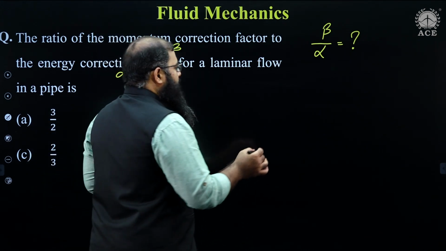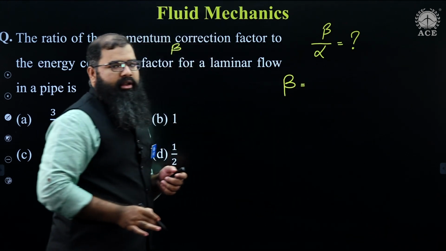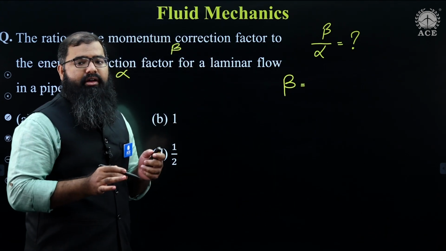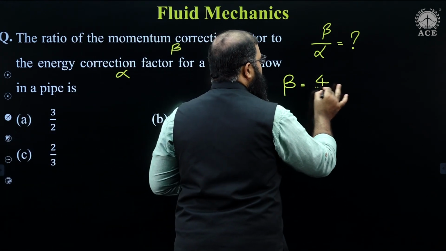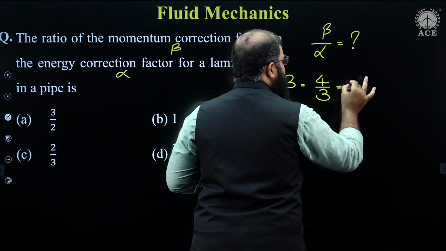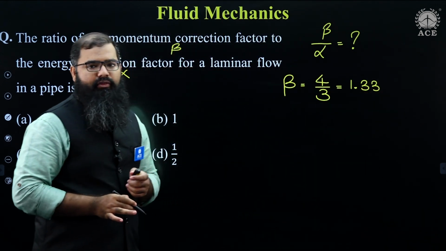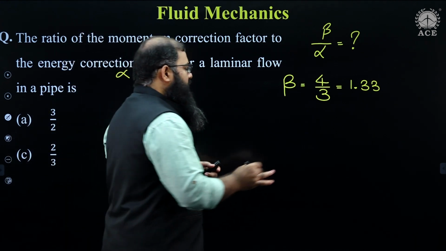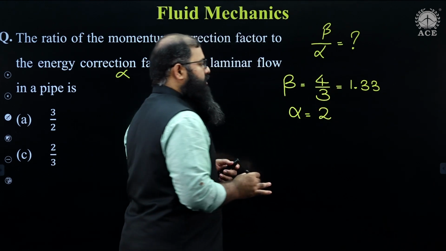Let us recall the value of beta. If you remember, the value of beta in the case of laminar flow through pipes is supposed to be equal to 4 by 3, or you can say 1.33. This is the value of beta we are having, and the value of alpha in laminar flow is supposed to be equal to 2.